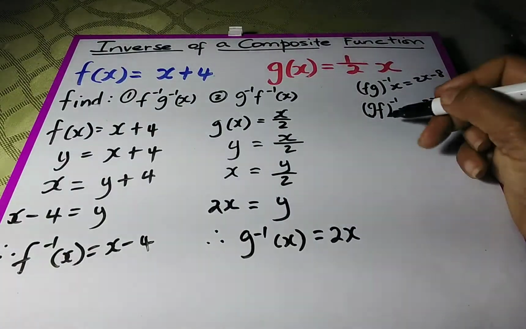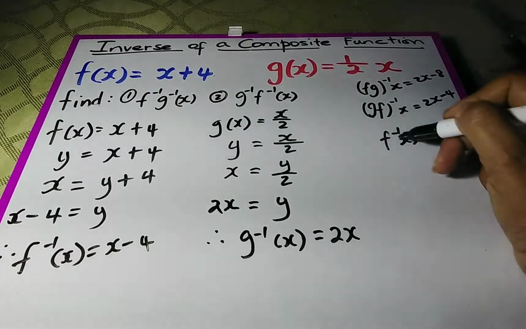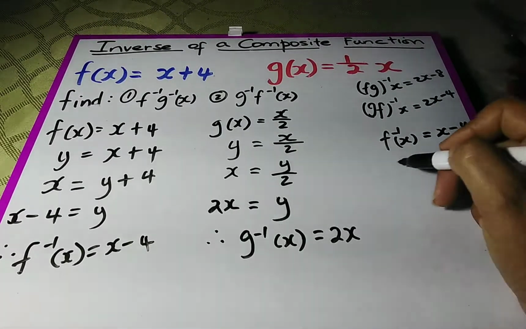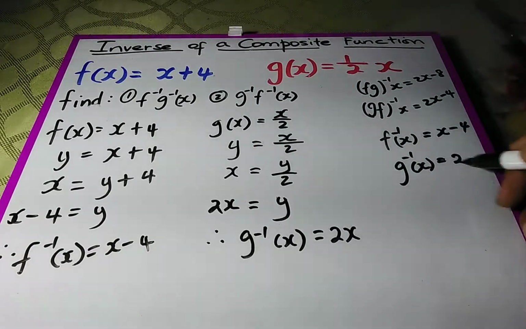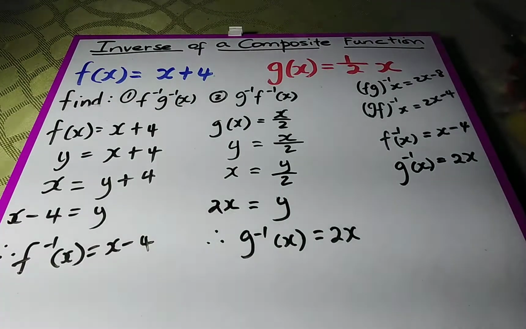So here on the corner, I'm going to write what f inverse is. f inverse is x minus 4, and g inverse is equal to 2x. I did that so that when I'm doing the combining, it will be easier to do.